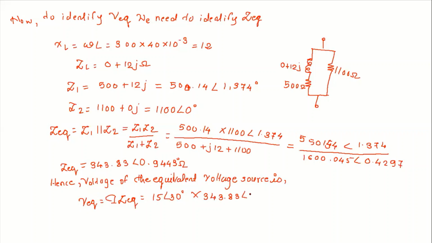343.83 at an angle 0.9443 degree. It means we have to multiply this 15 into 343.83, and we have to add these two values. So at the end our answer will be 15 into 343.83, which will give you 5157.45 at an angle 30.9443 degrees, and the unit will be voltage.